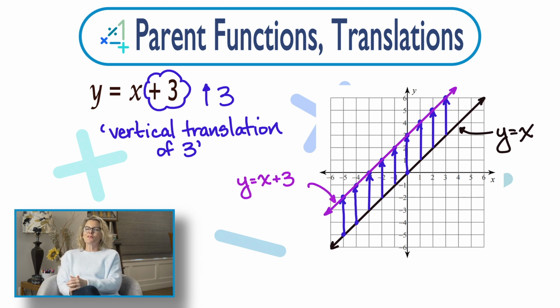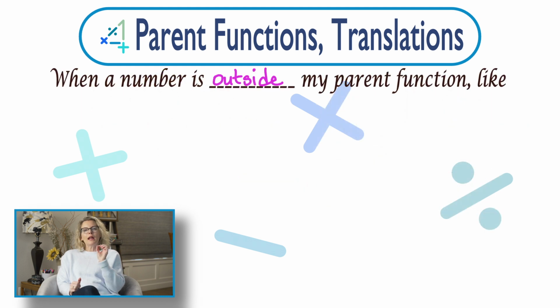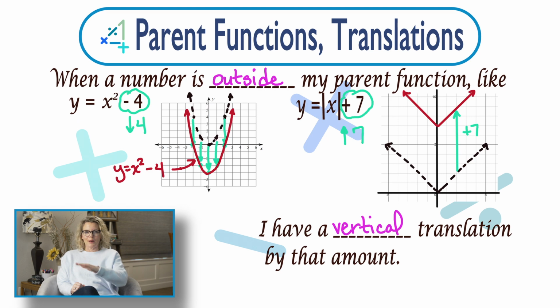Here is the rule for vertical translations. When a number is outside of my parent function, like y equals x squared minus 4, or y equals the absolute value of x, then plus 7, that tells me that I have a vertical translation by that amount. Now, we will put a number right next to the x, where it's in parentheses with its buddy, the x. This isn't really applicable to the y equals x parent function, so we'll skip to the others.